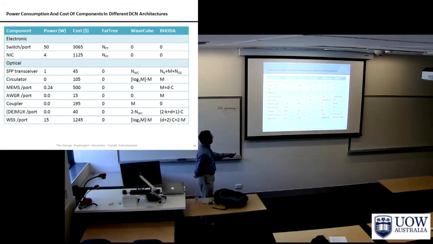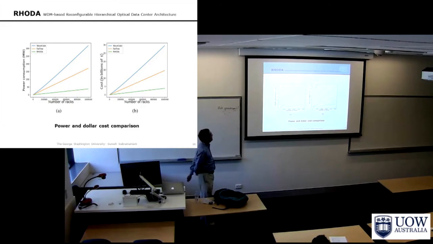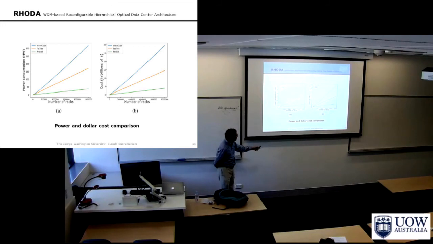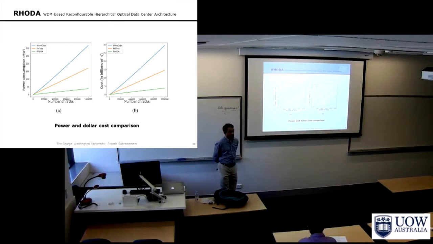And this is the number of components of different types in each of the different architectures. So if you use these numbers and look at the x-axis here, it is the size of the data center, the number of racks that you have, and it can go as large as 1 million. So if you plot the power and the cost, this is how the three architectures behave. That's WaveCube, this is fat tree, and this is our architecture. So much lower cost and much lower power.